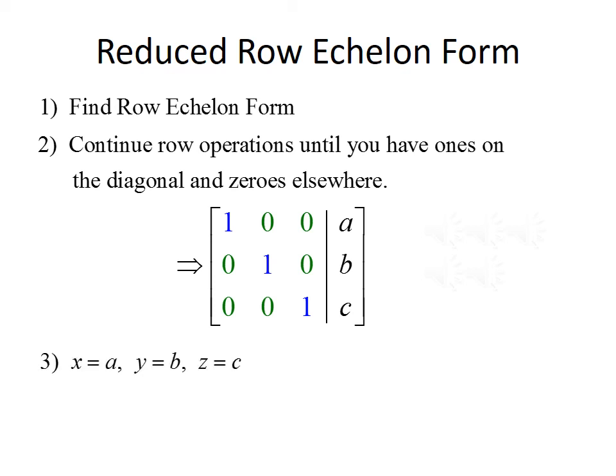And once you have your matrix in reduced row echelon form, there's really nothing else to solve. When you transform that back to the system of equations, you'll get x equals a, y equals b, and z equals c.